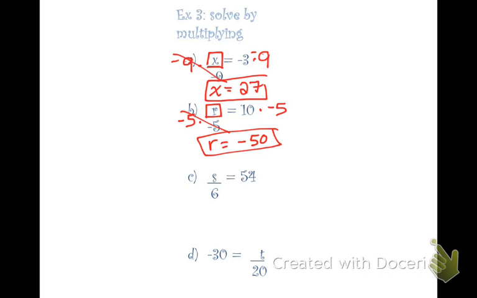I'd like you to try C and D by yourself. Put me on pause. Show your work. Then put me back on play and see if you got it correct. On C, I have S equals 324, and on D, I have T equals negative 600. Check and see what you might have done wrong.